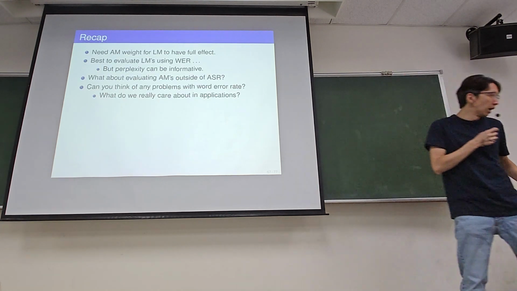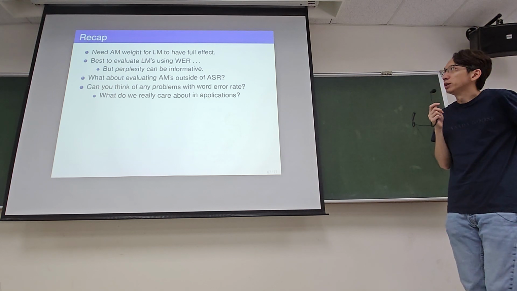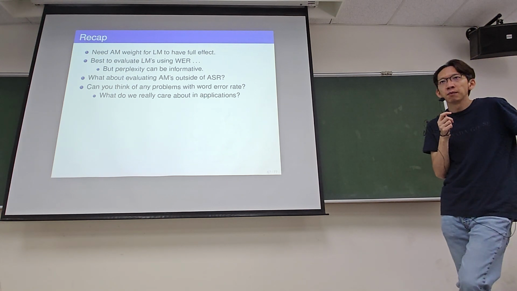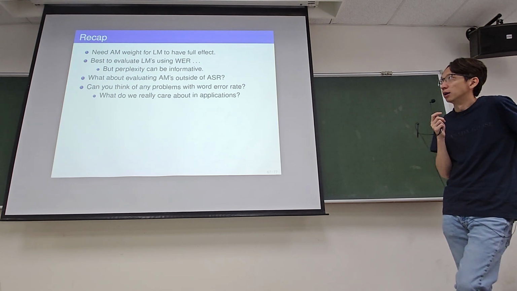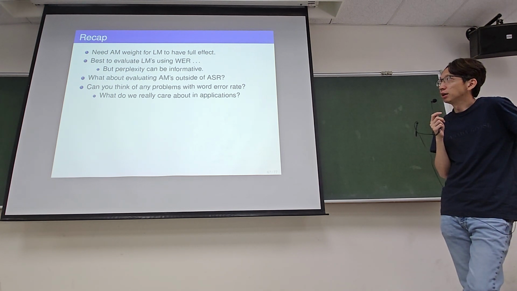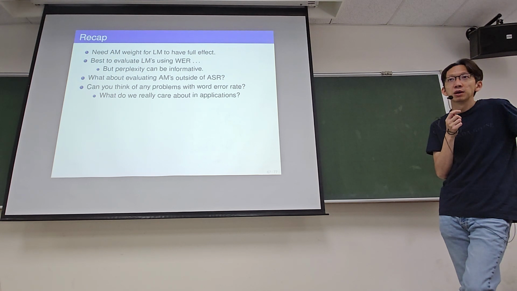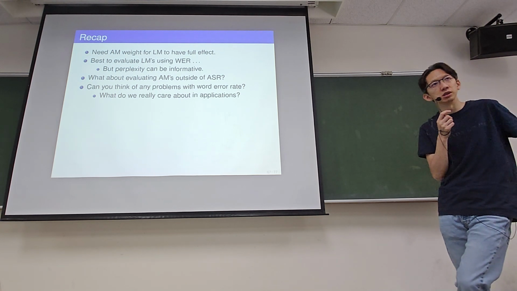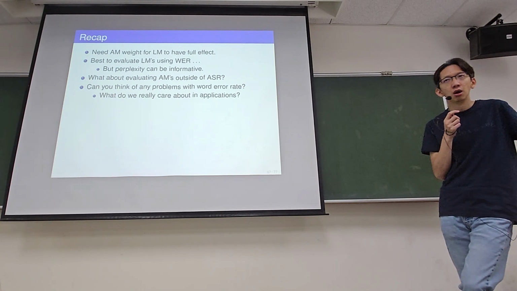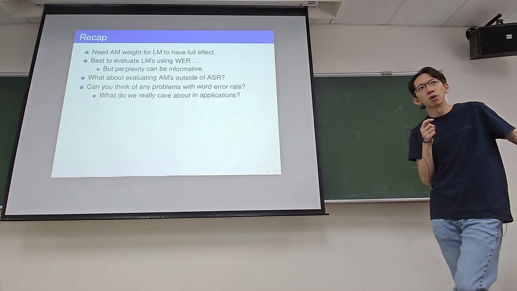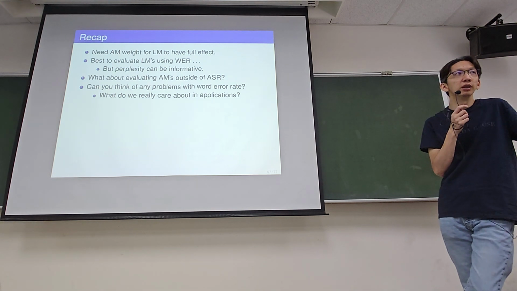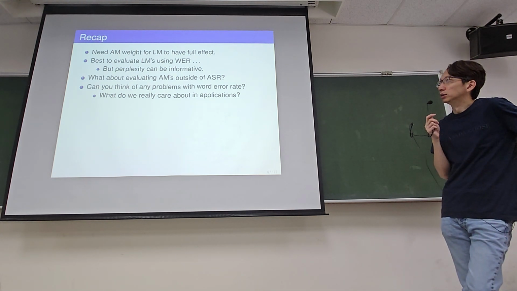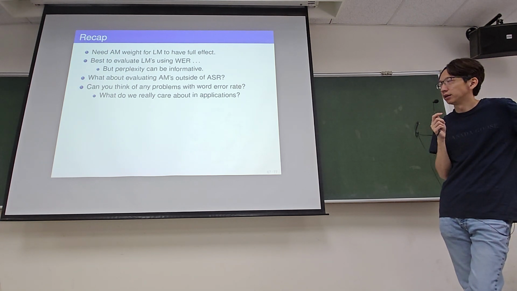Okay, recap. We need an AM weight for a language model to have full effect, because the AM probability tends to be larger than the LM probability. It's best to evaluate the LM by WER, but the perplexity measure itself can also be informative. It's cheaper to compute, because all you need is to compute the utterance probabilities, take the geometric mean, and then take the reciprocal, and you get the perplexity measure.